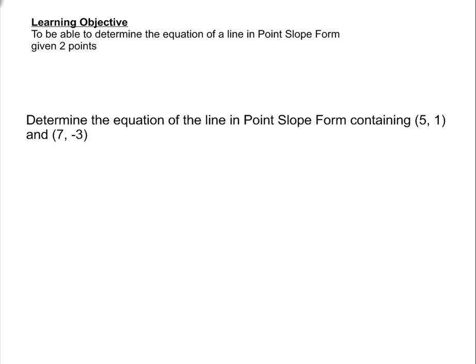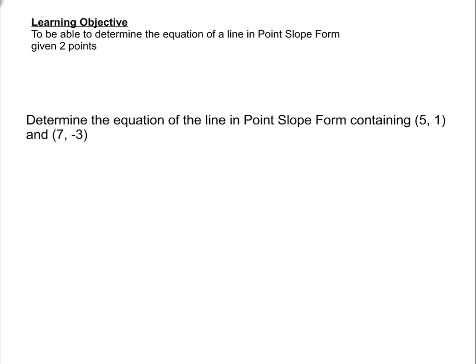So the learning objective for this video is to be able to determine the equation of a line in point slope form given 2 points. This is the second video that you're supposed to have watched. If you haven't watched the other video, which is the same objective but using slope intercept form, please stop now and watch the other video.